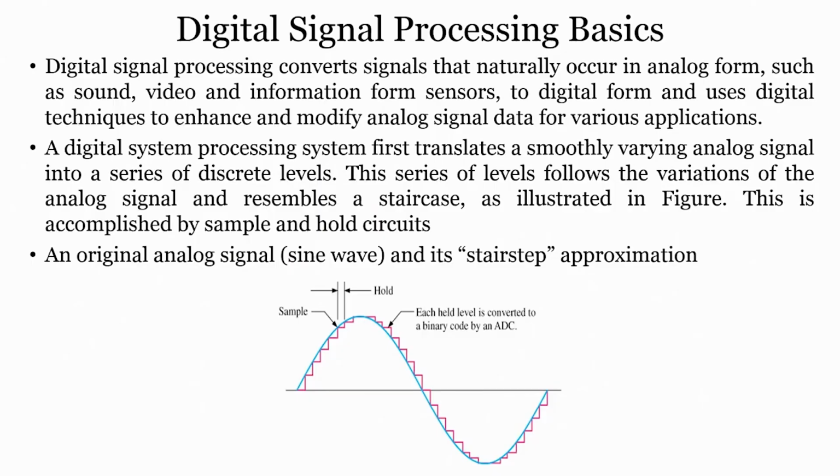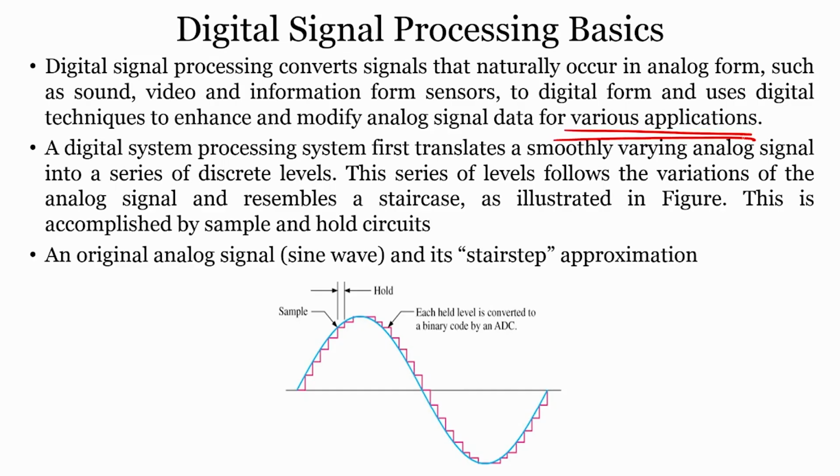Now, when you talk about digital signal processing basics, then digital signal processing converts signals that naturally occur in analog form, such as sound, video, information from sensors, to digital form. So, from analog to digital, right. So, analog forms can be sound, video, information and a lot of other things which are from the sensors, and it has to convert to a digital form and uses digital techniques to enhance, modify analog signal data for various applications, right.